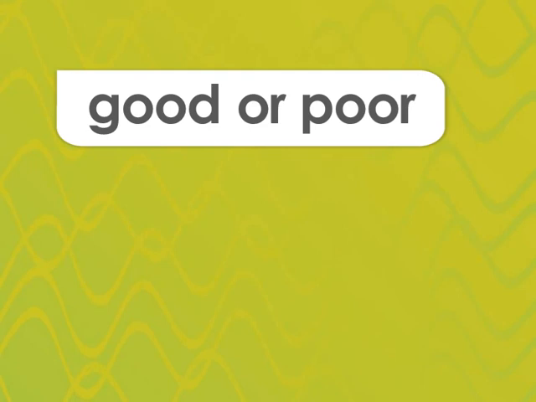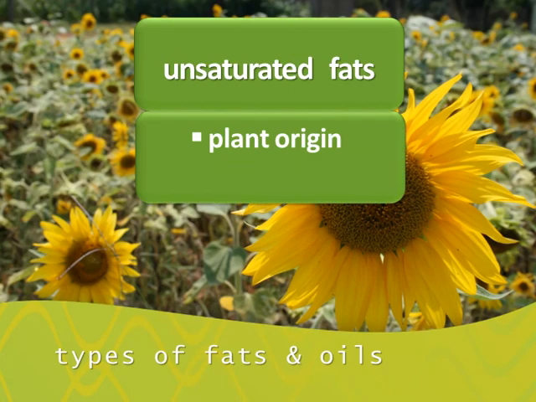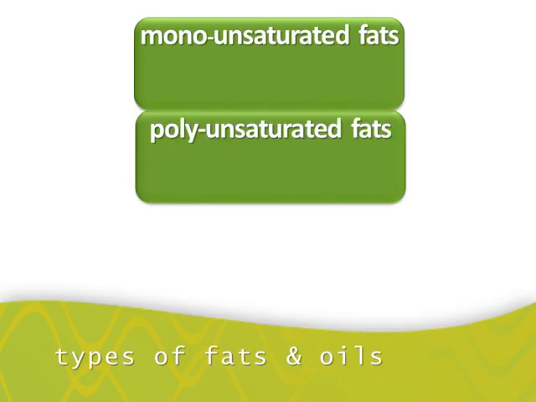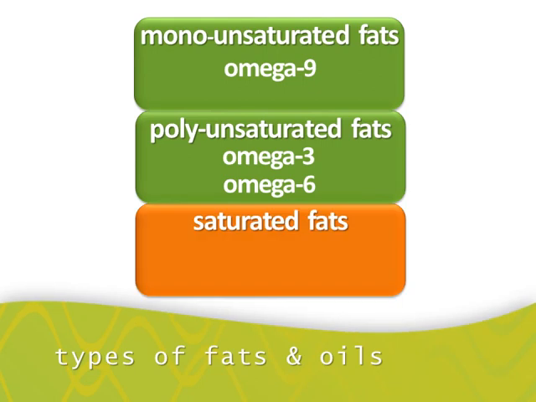Good or poor is determined by the type of fat in your diet. Unsaturated fats are mostly from plant origin and are liquid or soft at room temperature. These are the good oils and can be divided into mono and polyunsaturated fats. Monounsaturated fats are also called omega-9 fatty acids. Polyunsaturated fats can be divided into omega-3 and omega-6 fatty acids. Saturated fats, mostly from animal origin, are solid at room temperature. The only animal fat that has a plant-like structure is the oil from dark, oily fish. They form part of the good omega-3 fatty acids.